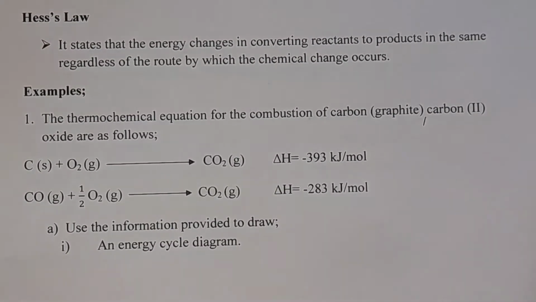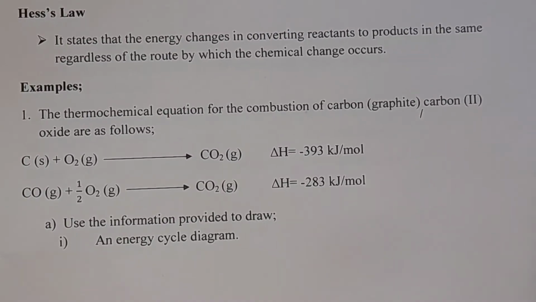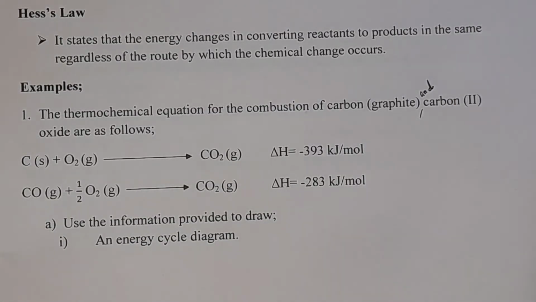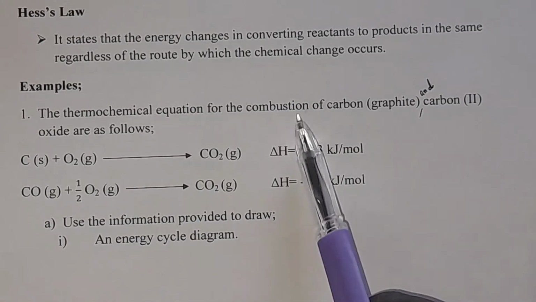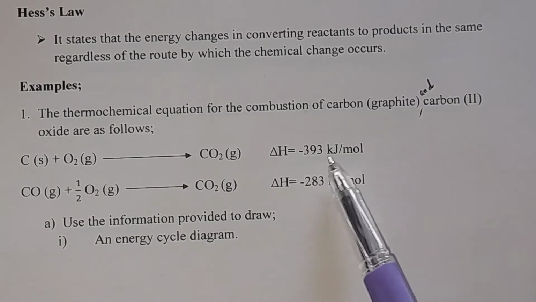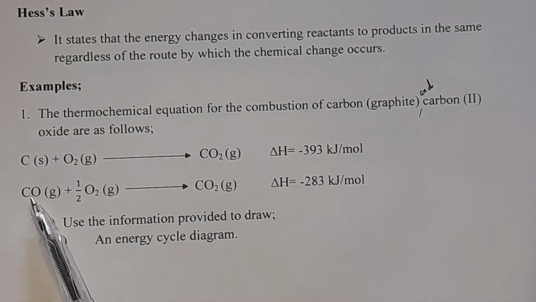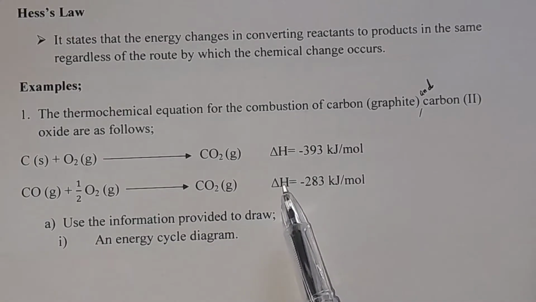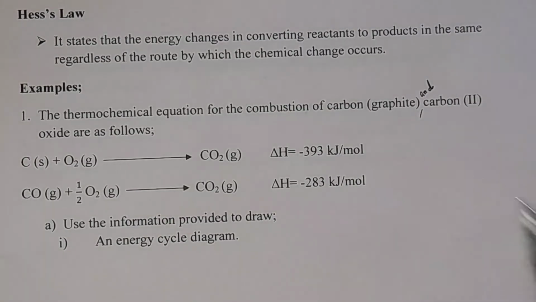Example 1, we are told the thermochemical equation for the combustion of carbon (graphite) and carbon monoxide are as follows. Here we have carbon reacting with oxygen, giving us carbon dioxide, and this is the standard heat of combustion of carbon, which is negative 393 kilojoules per mole. And here we have carbon monoxide reacting with half of oxygen, giving us carbon dioxide, and this is the standard heat of combustion of carbon monoxide gas, which is negative 283 kilojoules per mole.